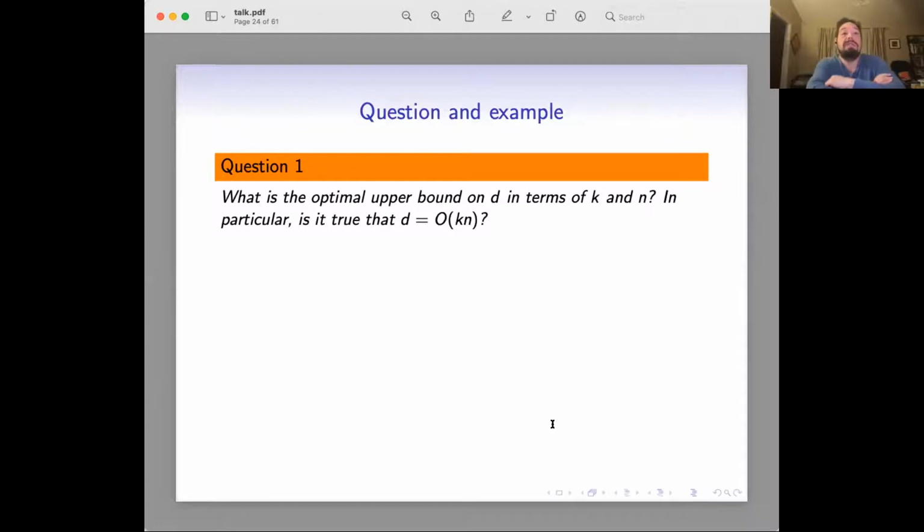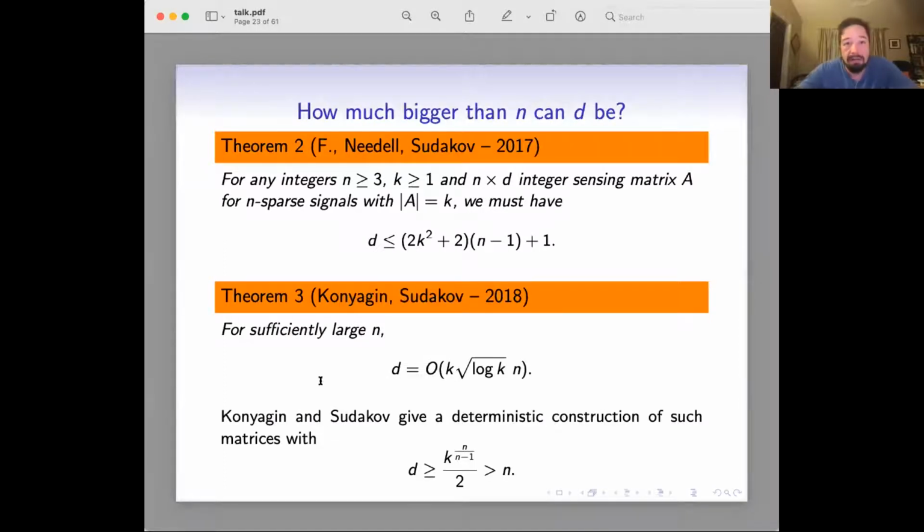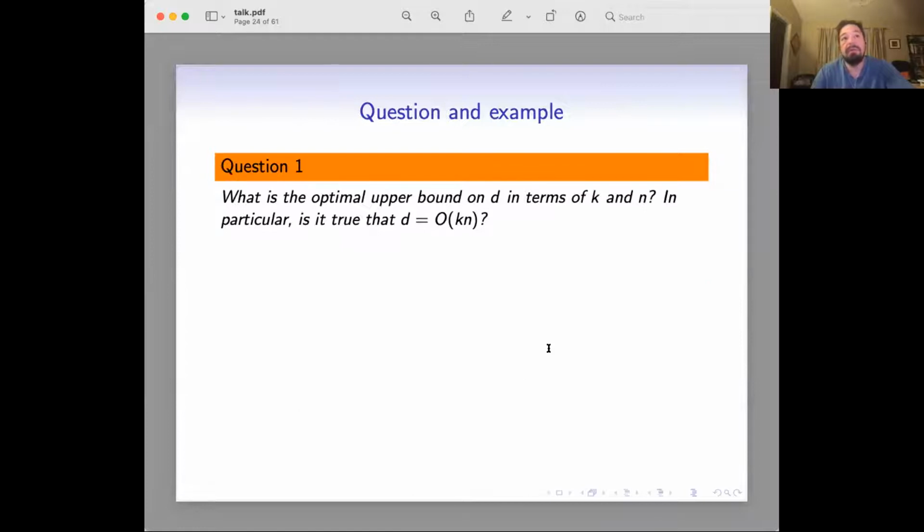So here's a question. What is the optimal upper bound on D in terms of K and N? In particular, is it true that D must be just a multiple of KN? In other words, in Kanyag and Sudakov's bound, can the square root of log K be stripped? This we don't know.